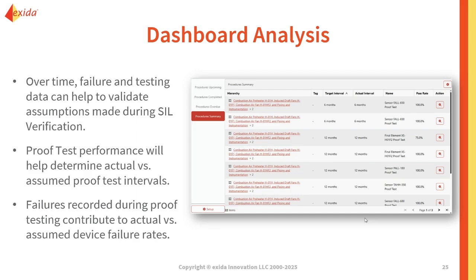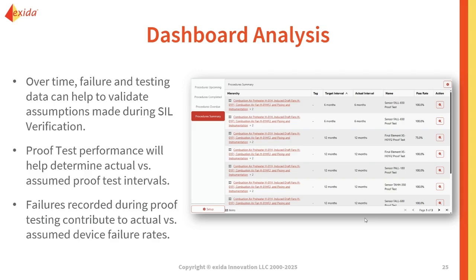Along with the actual versus assumed proof test interval, you also are going to be able to see what your actual versus assumed mean repair time is. Since we're able to document when you perform the test and became aware of a potential device failure, and then how long it took to repair the device and bring that SIF back online.